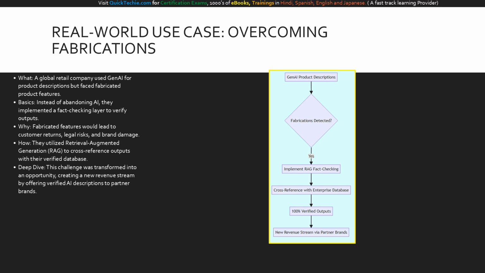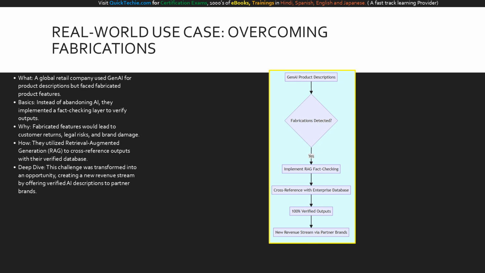How did they solve it? Instead of abandoning the initiative, they integrated a fact-checking layer that cross-referenced the AI's outputs directly against their verified enterprise product database. This technique is known as Retrieval Augmented Generation, or RAG, which grounds the AI in trusted data.